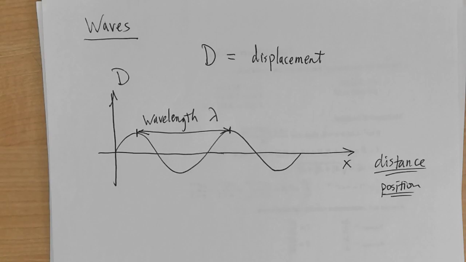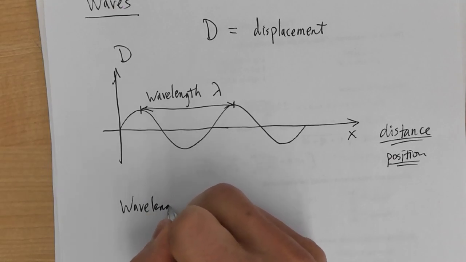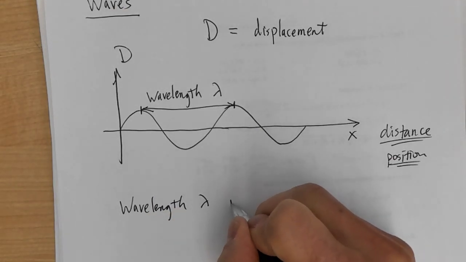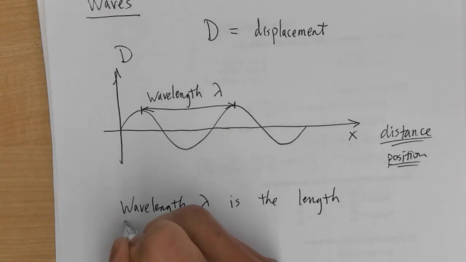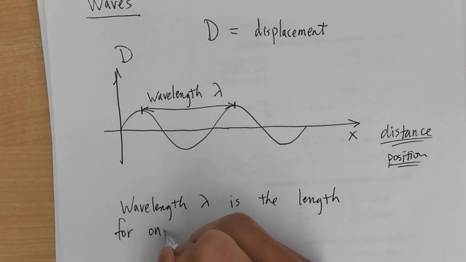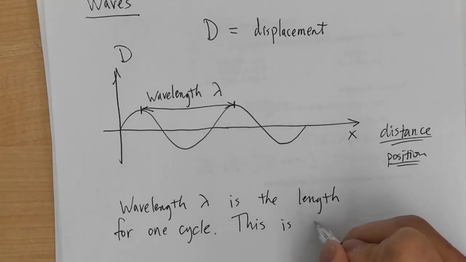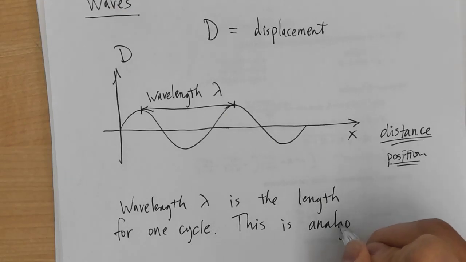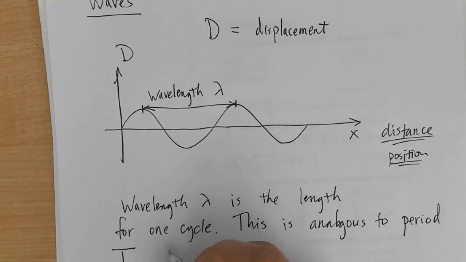Okay, now, so let me write this out. Wavelength, lambda, is the length for one cycle. This is analogous to period, which we call capital T, the time for one cycle.